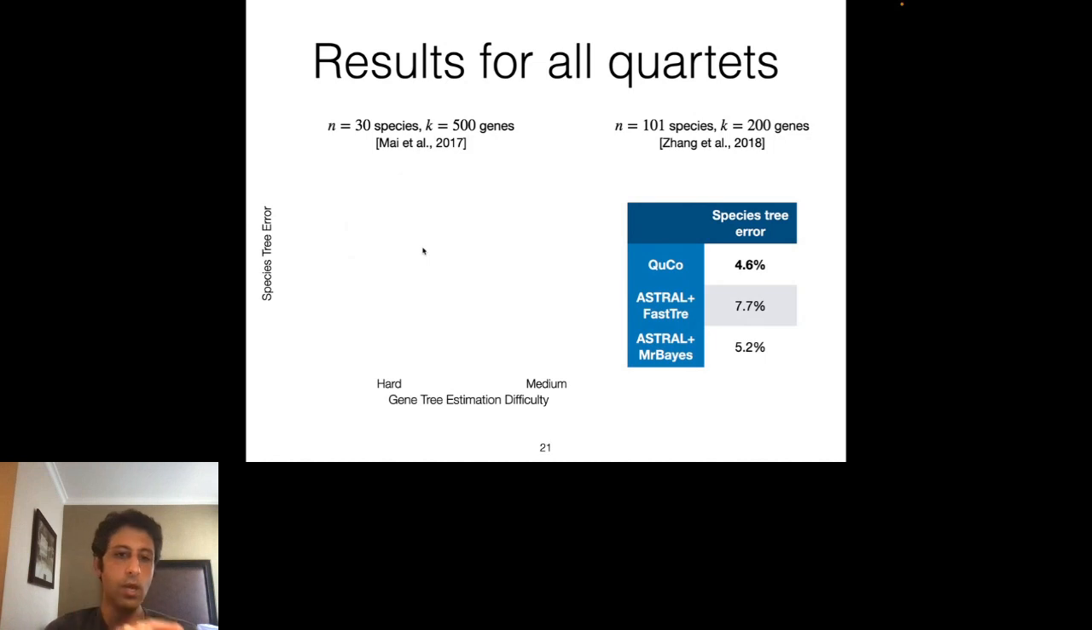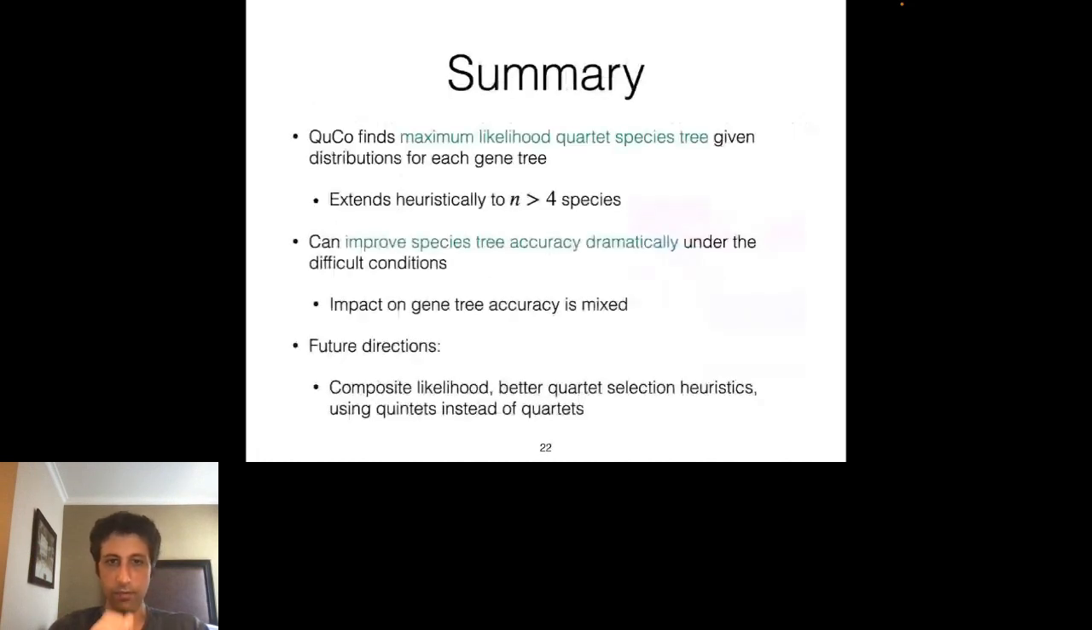The improvements are not quite as dramatic as with the quartet simulations that I showed before, but there is still some improvement. Again, I apologize. I refer you back to the paper for the figures.